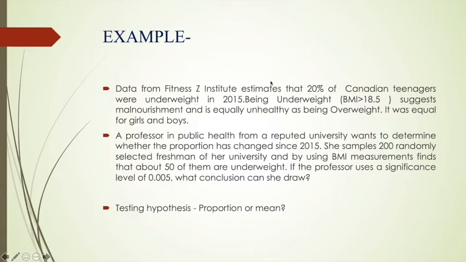So now from this question, we can figure out that this 20% is our population proportion. This sample is given. We can find our sample proportion as well by dividing 50 by 200. And we have been given a significance level. So definitely this is a proportion question and not a mean.